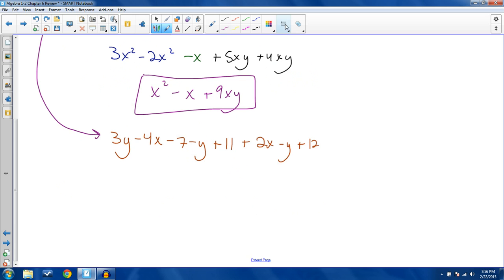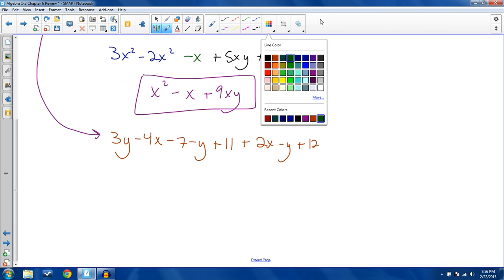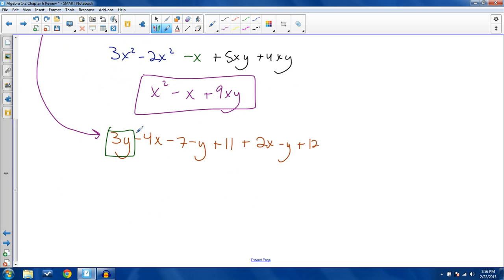Okay, same idea as last time. I'm going to group certain elements, these y's. Let's say we box all the y's together. Let's do it. So we get 3y minus y minus y.